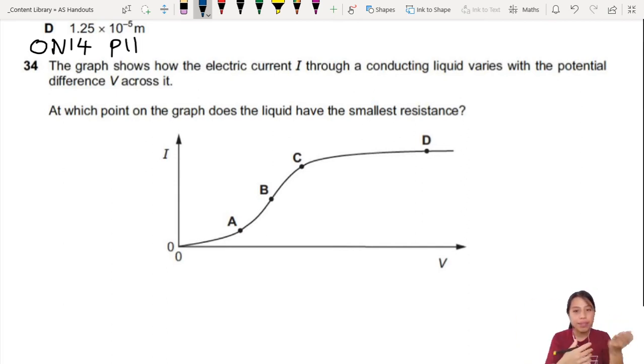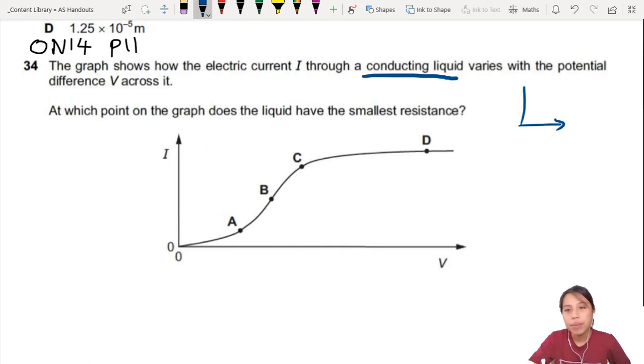Okay, we have a graph of current against voltage, like what we did just now in that experiment, through a conducting liquid. Ooh, that's so weird. No wonder it's a curvy one. Okay, so that means your resistance is changing. Because previously, if you had a straight line, all the ratios here would be the same. But here, it's changing. So what would you choose?